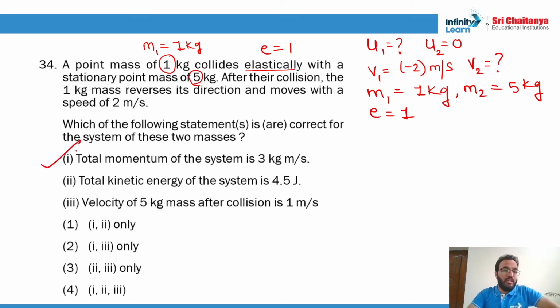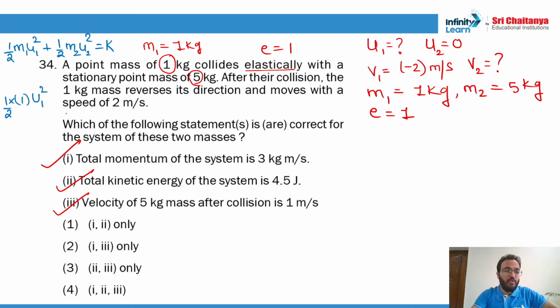Now they are asking for total momentum, total kinetic energy and velocity of 5 kg after collision. Okay. See, total kinetic energy will remain conserved because it is an elastic collision. So first of all, you can directly say that total kinetic energy will be half m1 u1 square plus half m2 u2 square is equal to kinetic energy. Now u2 is 0, so it is technically half into 1 into u1 square, but is u1 given? No.